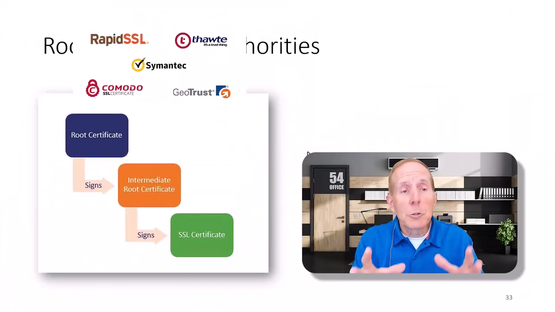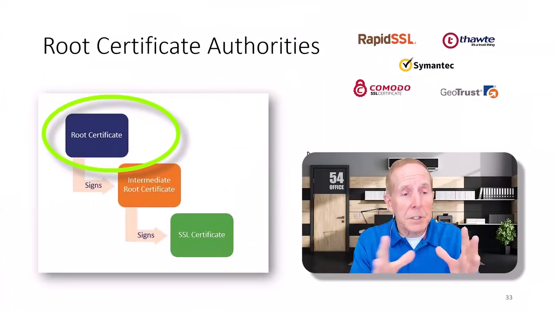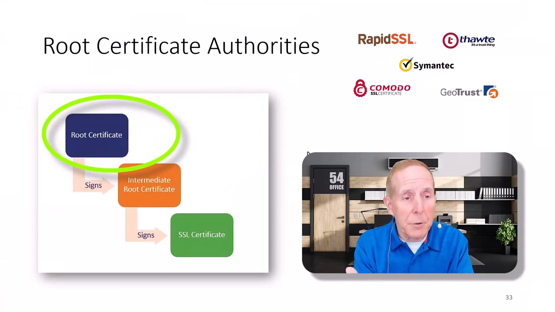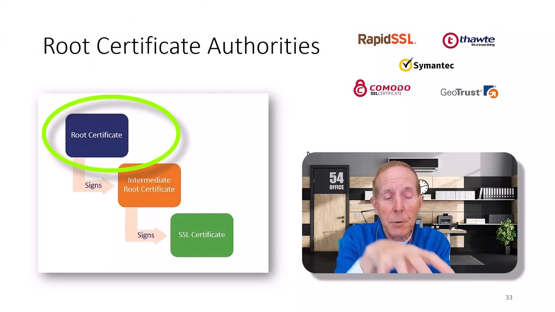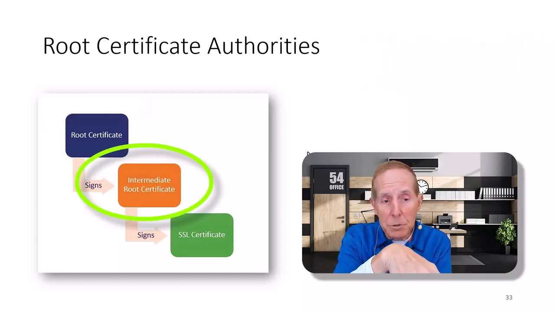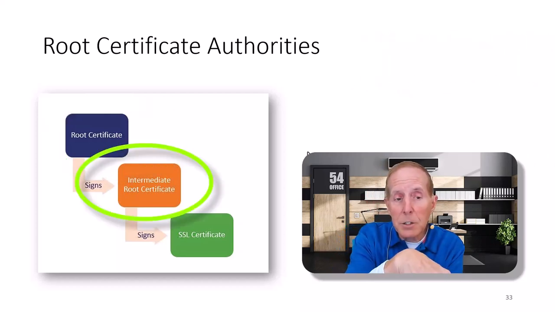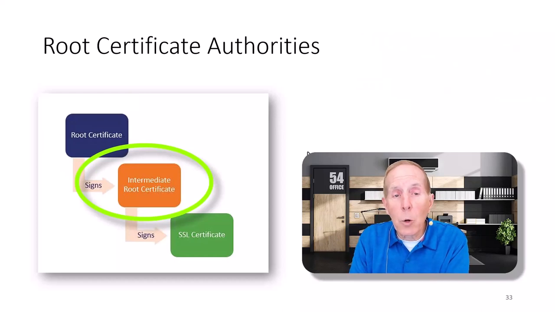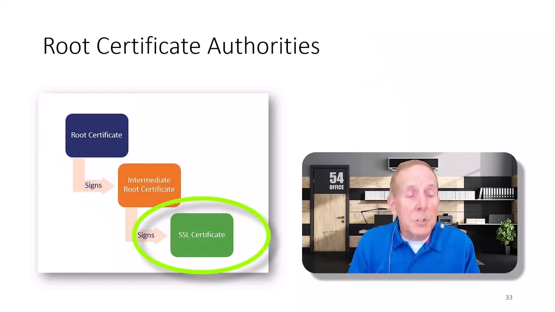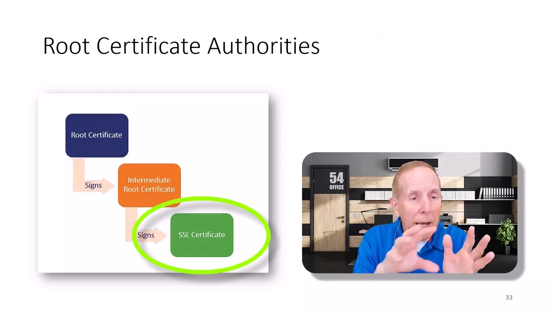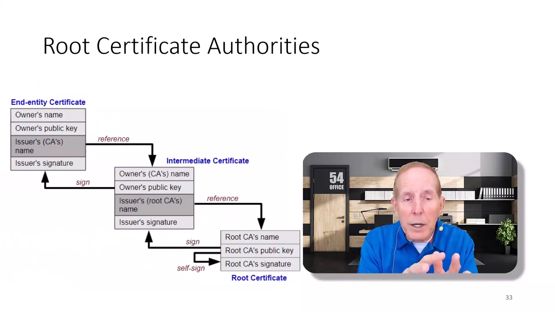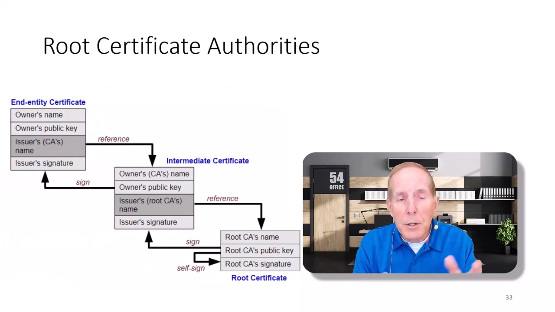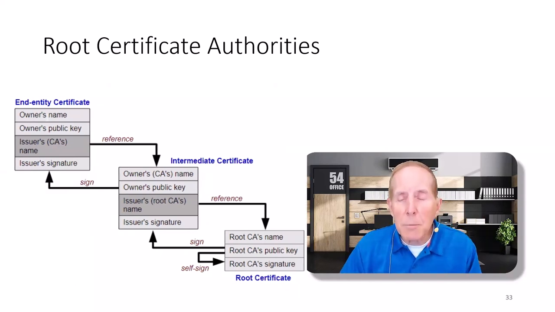So I go to a root certificate authority, some company that is a certificate authority. They use their self-signed certificate to generate an intermediate root certificate, which then I can use to generate my corporate certificates. This is known as certificate chaining. Everyone is interconnected because one signs one, the other signs another. There's this relationship or chain that's created by this method.